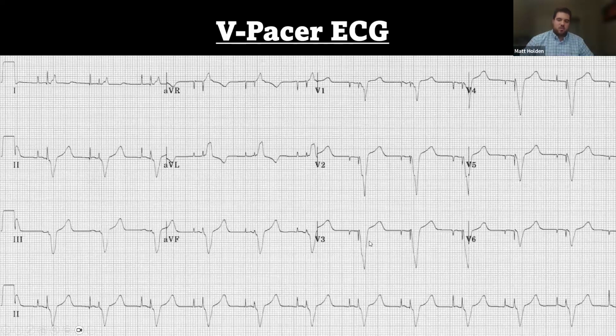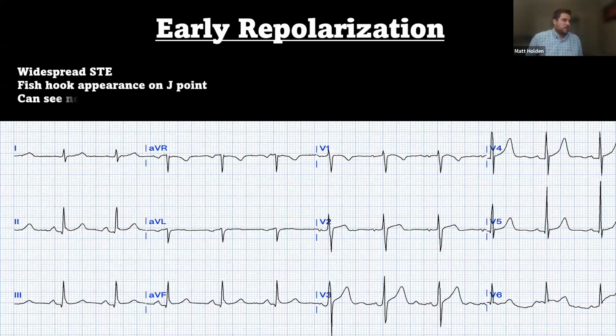There in Dr. Smith's ECG blog, he was able to determine several types of STEMIs, even in patients with ventricularly paced rhythms. So just wanted to bring that up there. Now, early repolarization.